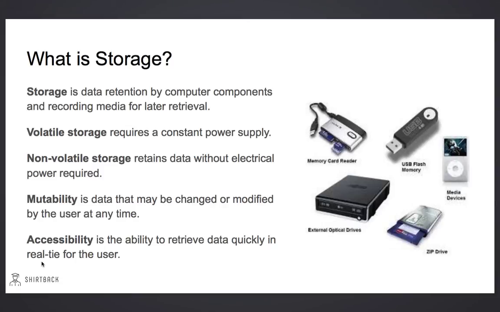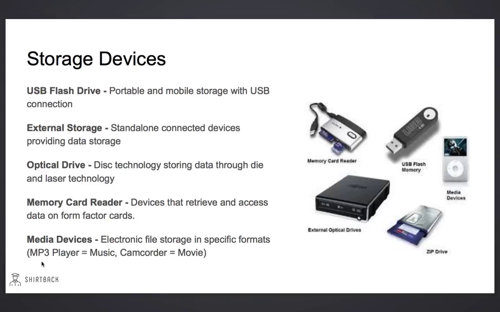Volatile storage requires a constant power supply. Non-volatile storage will retain its data without electrical power. Mutability is data that can be changed or modified by the user. Finally, accessibility is the ability to retrieve data quickly in real time for the user. Pictured to the right, we have some common storage devices.